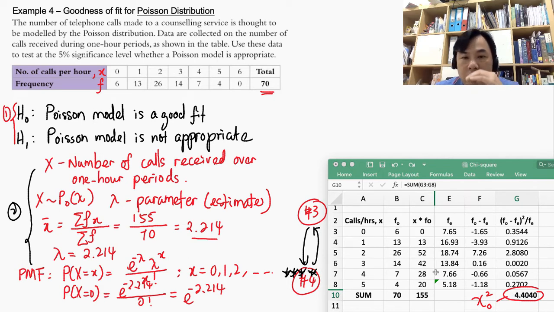Okay, and then the final step, step number 5. Step 5 is not tough now. Based on the 5% significant level, we have our significant level, so we have to figure out the degree of freedom. The degree of freedom is not calculated based on the categories in the original table, but in the table that you have already modified. So here you can see you have 1, 2, 3, 4, 5, 6 categories.